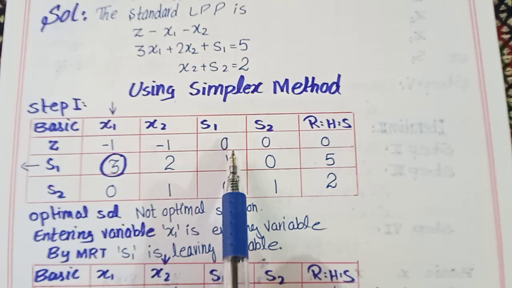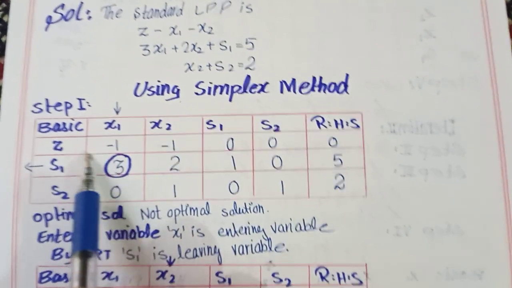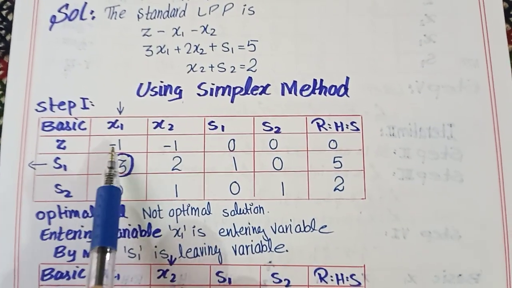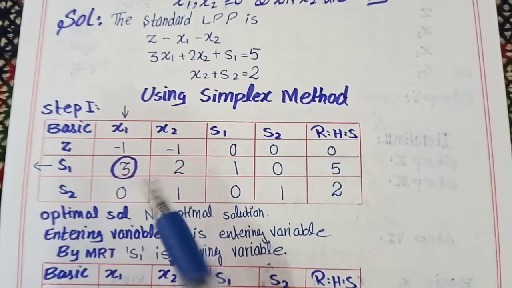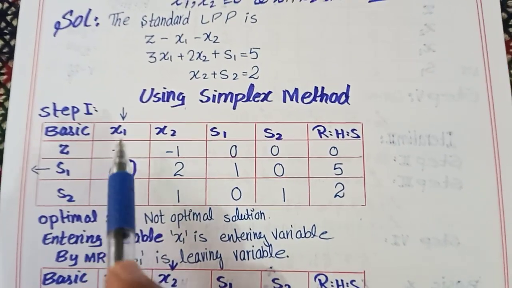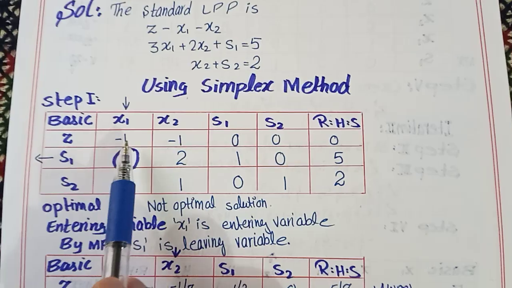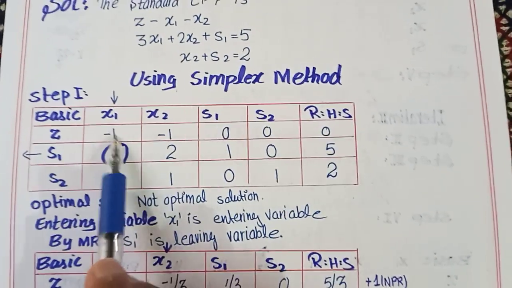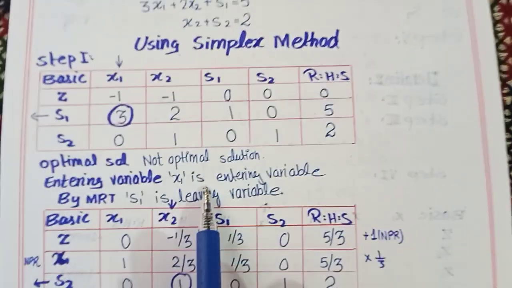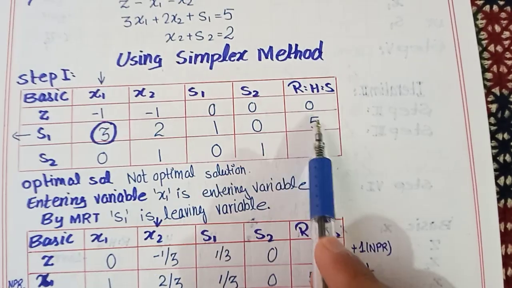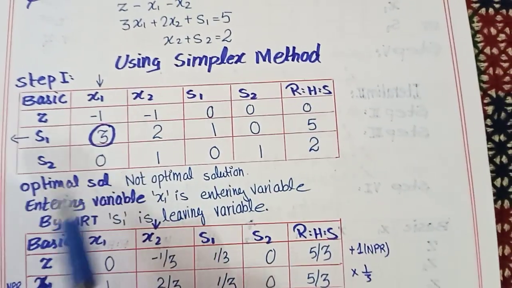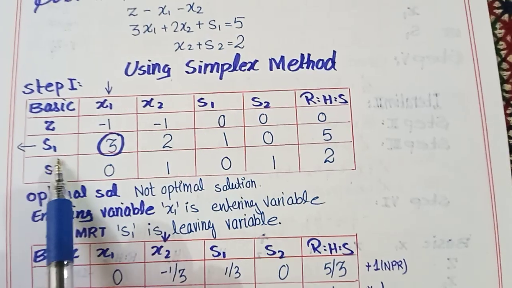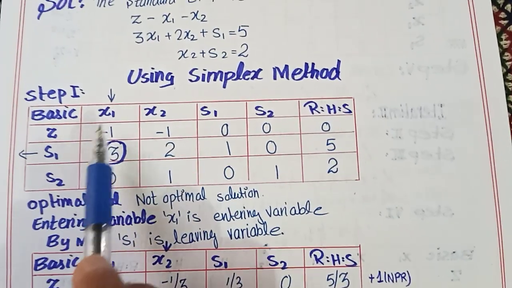First we check if it is optimal. It is not optimal, because the z row has negative signs: -1, -1. We can choose x1 or x2 as per our choice. I am taking x1 as the most negative coefficient in the z row, so x1 is the entering variable. To find the minimum ratio test, 5 divided by 3, and zeros are neglected. S1 is the leaving variable.